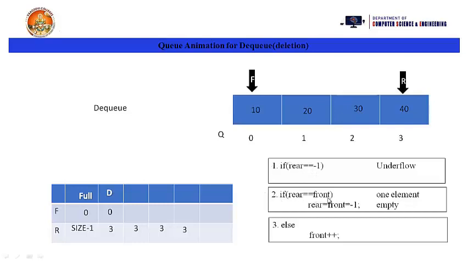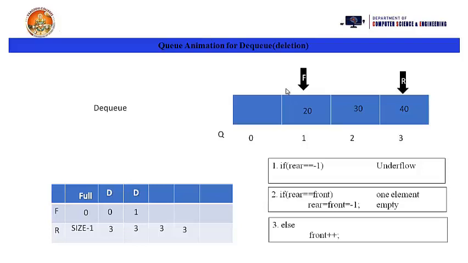If rear equal to front, the rear value is 3 here and what is the front value here? 0. So both are not equal. Then go for the else part. We need to delete the element from the queue. After deleting the element from the queue, we need to update the front value, which means we need to increment the front value. Now I need to delete this 10 element. So delete the 10 element. So the 10 element will be deleted. Now we need to update the front value. So the front value will be incremented by 1. Now we need to move this pointer to the next location, index position 1.